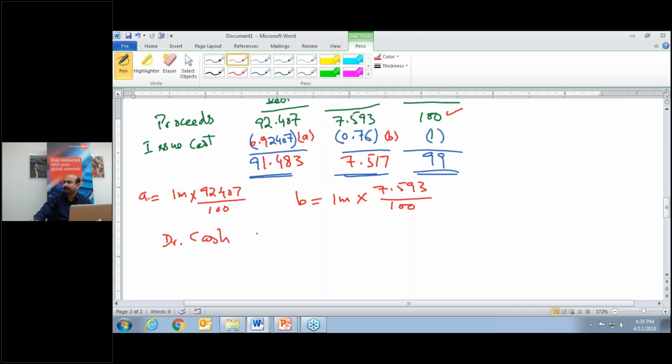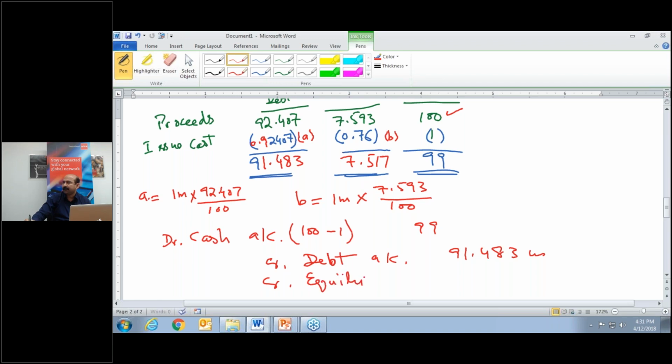So the debit will be cash in this case, which is 100 minus 1, 99, and credit will be the debt element, which is 91.483 million, and credit the equity element, 7.517. There may be a small rounding difference, so please ignore that. Then this will give us 99, okay, fine, it looks fine. So this is the entry.